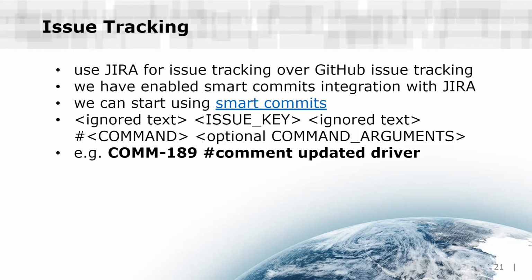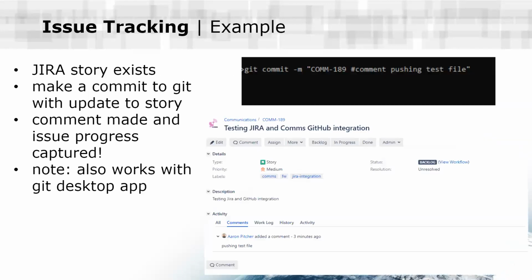We have enabled smart commits in Jira, and it's very straightforward in how you get this traveling over. Basically, when you send a commit, all you have to do is declare the Jira issue as well as include some sort of command. In this case, you can see the command is a comment with "updated driver," and that will allow you to create a comment on the Jira issue showing that you've made progress on the work.